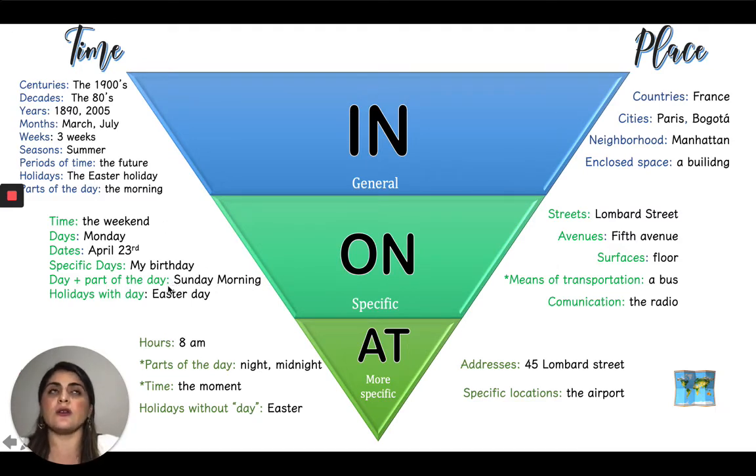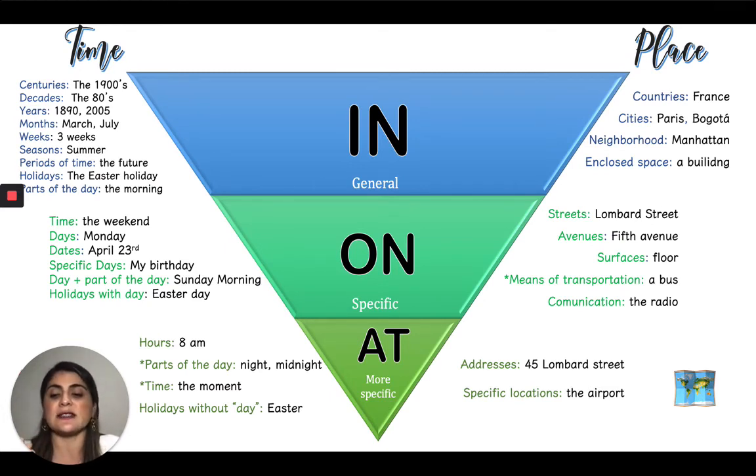So on Tuesday afternoon, on Wednesday morning, you use "on." And then we have holidays with day. When you mention the day, for example, Easter Day or Halloween Day, that is October 31st, you use "on." Okay, then we move to a more specific time, that is the hours.